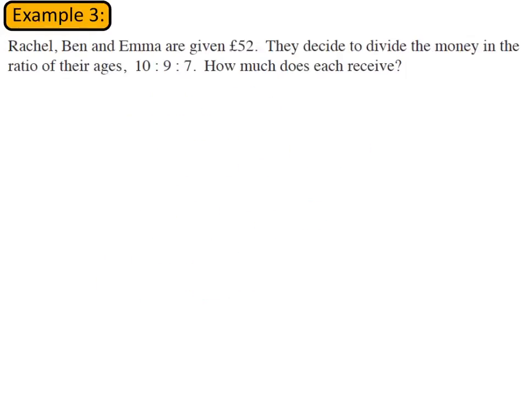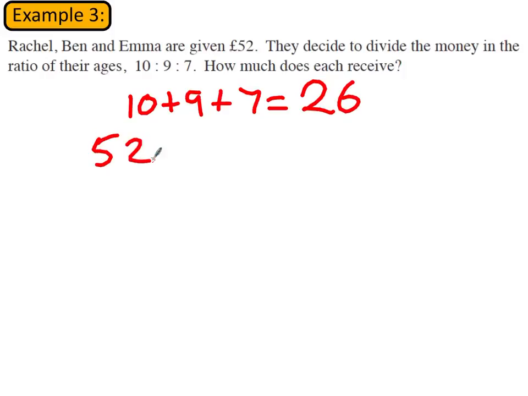Right. This one has a 3-part ratio. We've got Rachel, Ben and Emma, who are given £52 and they share it in a ratio of their ages, 10 to 9 to 7. How much do they each receive? Well, 10 plus 9 plus 7 is 26. So we've got 26 piles of money, if you like, to be shared out. So we do 52 divided by 26, which is 2. So we've got each pile worth £2.